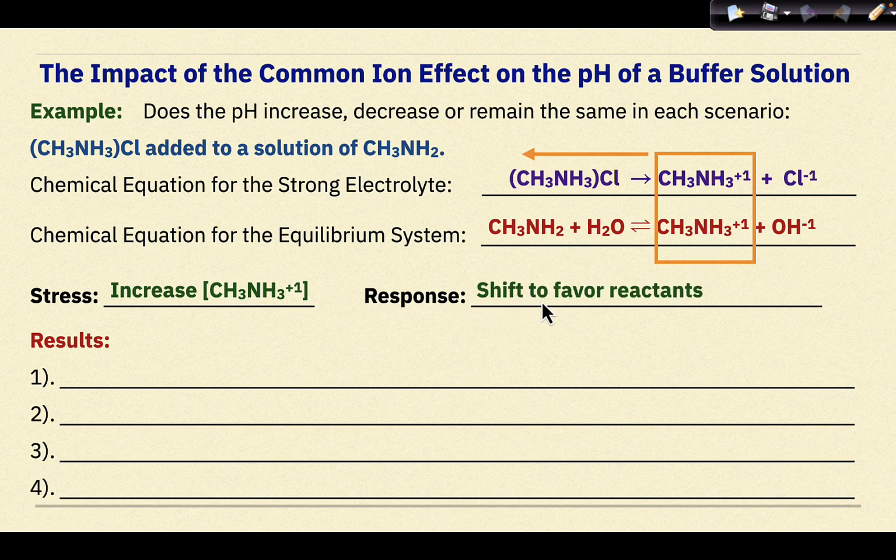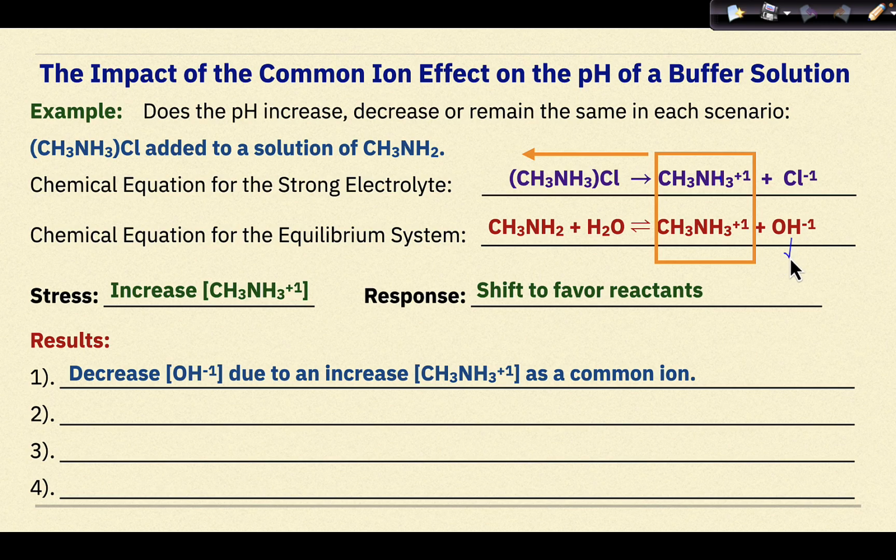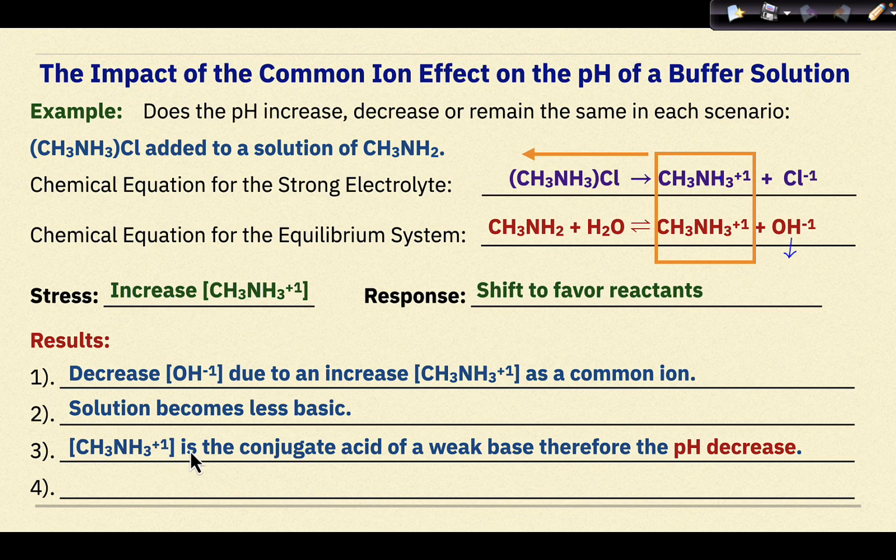So the response is a shift to favor reactants. As a result, there will be a decrease in the concentration of hydroxide ions due to an increase in the CH3NH3+1 as the common ion. So our concentration of hydroxide ions will decrease. The solution will become less basic. The CH3NH3+1 is the conjugate acid of a weak base. Therefore, the pH will decrease. So the solution becomes more acidic. Overall, the pH of this system will decrease.